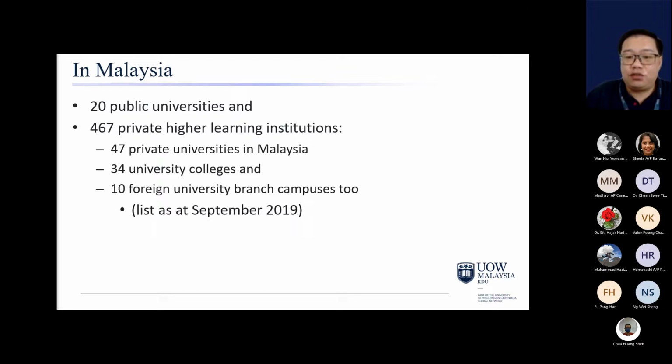Okay. Generally, if you look at the general benchmark of full accreditation of a program, hospitality program in UOW Malaysia, KDU, hospitality program in Taylor's, differentiating factor, not much. Lebih kurang sama. Okay. It's true. Basically, we can't say we are very good or whatever.